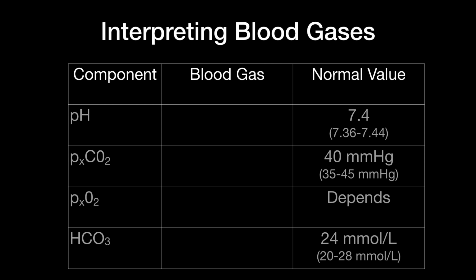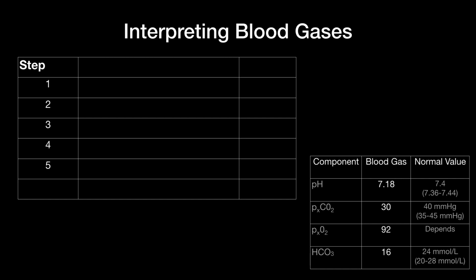So let's take a blood gas and interpret it. The pH of this blood gas is going to be 7.18. The partial pressure of carbon dioxide is going to be 30. The partial pressure of oxygen is going to be 92, and the bicarb is going to be 16. I'd like to take you through a 5-step approach to interpreting blood gases.